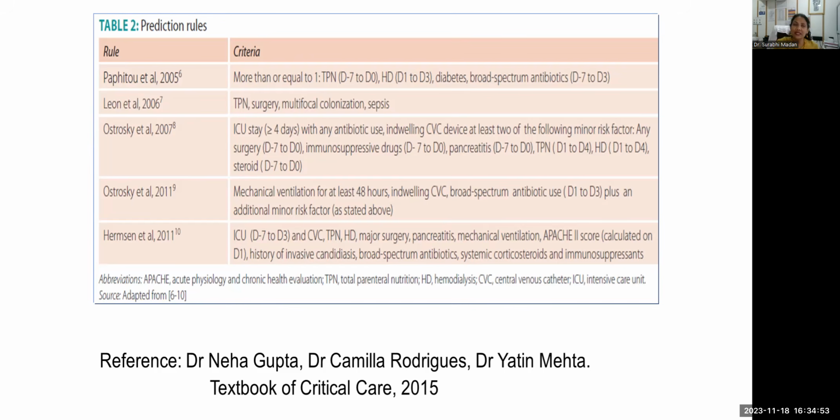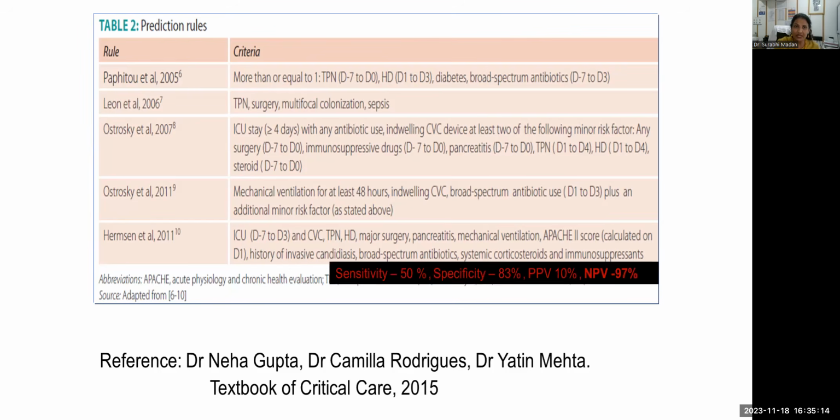So these are some prediction rules which we have been talking about. However, the role of these prediction rules after the availability of molecular biomarkers is going down. Still, I think they are very good for a bedside jugglery in our mind, which always goes on whenever we have a patient who worsens in the ICU.